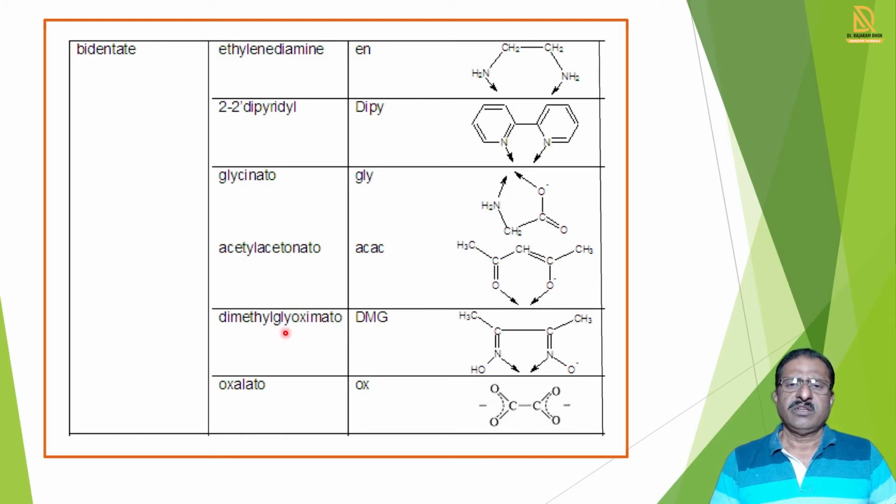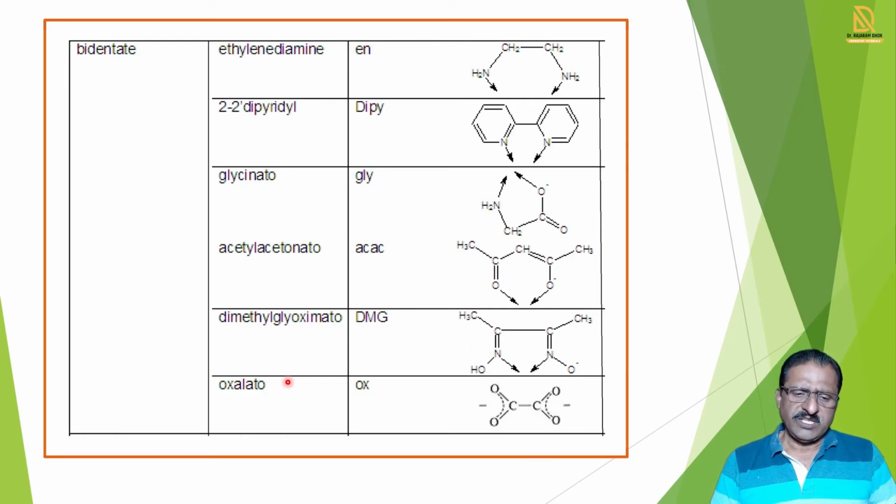Now one of the next bidentate ligands is dimethylglyoximate, or its short form is DMG. And that DMG has formula CH3C double bond N OH, then here CH3 double bond N O minus. Here two nitrogen atoms are the donor atoms. But if we see the symmetry, one nitrogen is attached by OH while the other nitrogen is attached by O minus, and so it does not show any symmetry. So DMG is an unsymmetrical bidentate ligand.